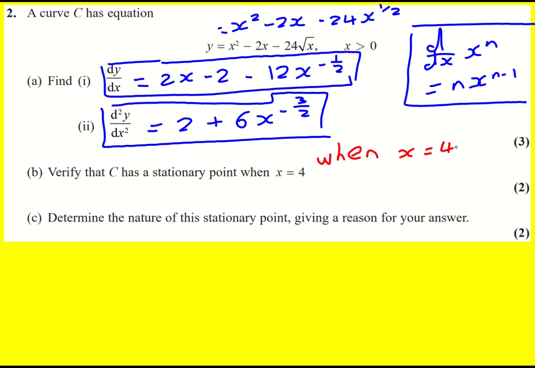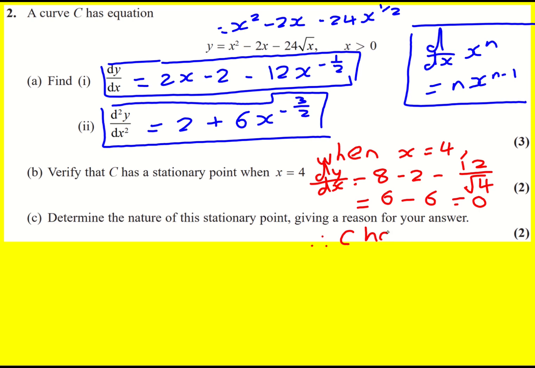When x equals 4, dy by dx will equal 8 minus 2 minus 12 over, that's going to be the square root of 4. So that's 6 minus 6 actually, because the square root of 4 is 2, which gives 0. And therefore, C has a stationary point at x equals 4. Okay, don't need to do anything else.